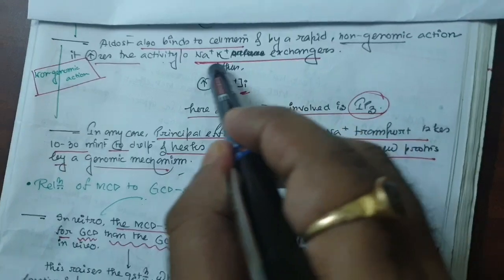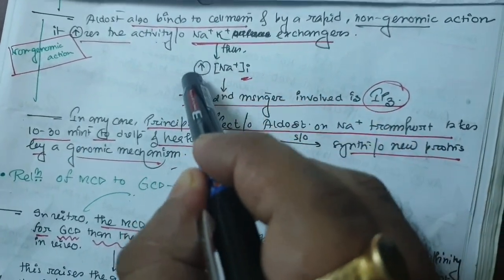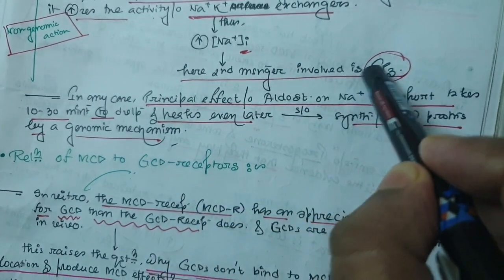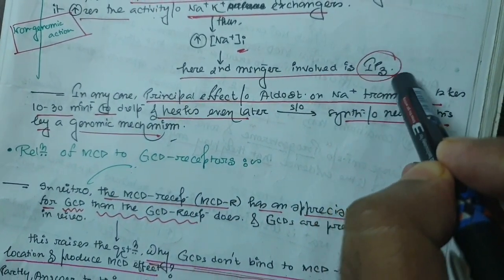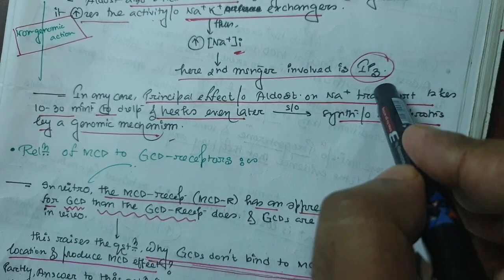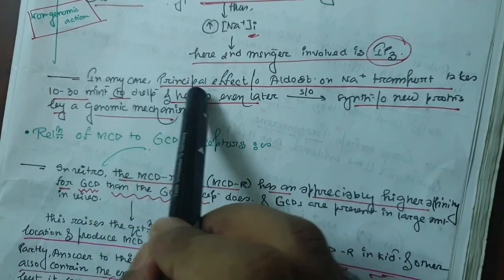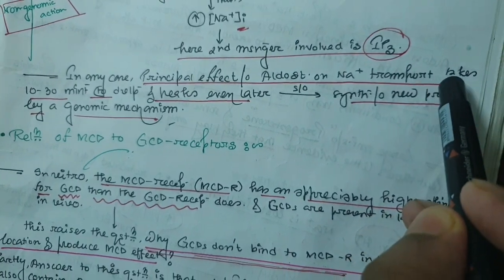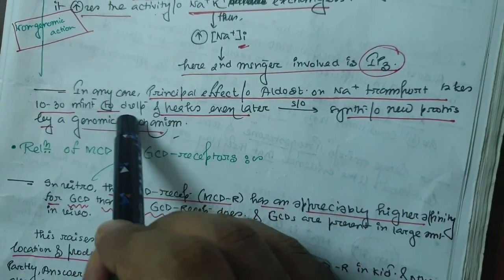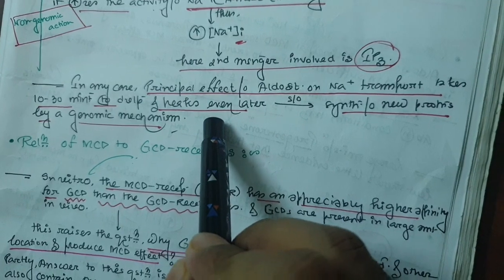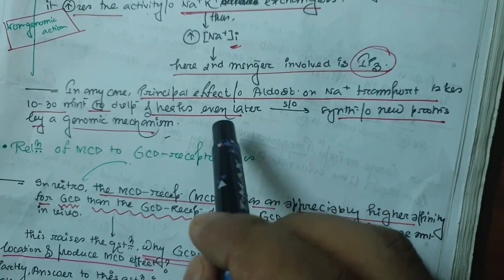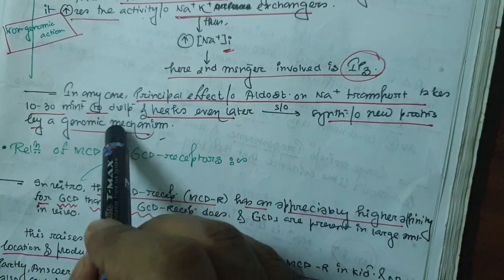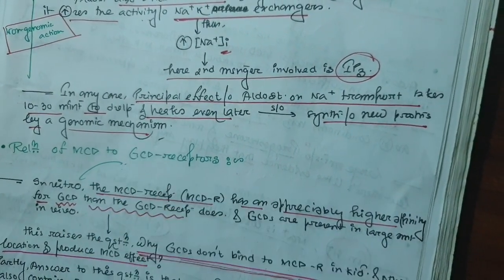So thus, it increases the intracellular sodium ion concentration, and the second messenger involved in this process is inositol triphosphate, or simply IP3. Now, in any case, the principal effect of aldosterone on sodium transport takes 10 to 30 minutes to develop, and it peaks even later. So it is suggestive of the synthesis of new proteins by a genomic mechanism.